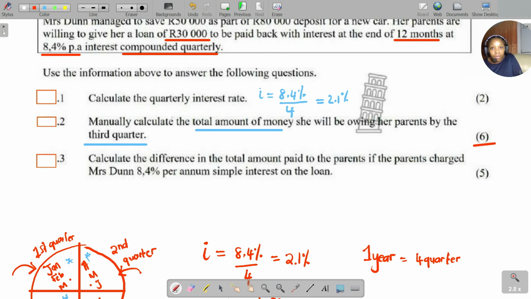Okay, so then we found that the total amount of money that she will be owing her parents by the third quarter is 31,929, comma 97. That is how much she will owe her parents at the end of the third quarter. Now, we're just reading the questions carefully. They didn't ask the fourth quarter. Right. 3. Calculate the difference in the total amount paid to the parents if the parents changed Mrs. Dunn's 8.4% per annum simple interest on the loan.